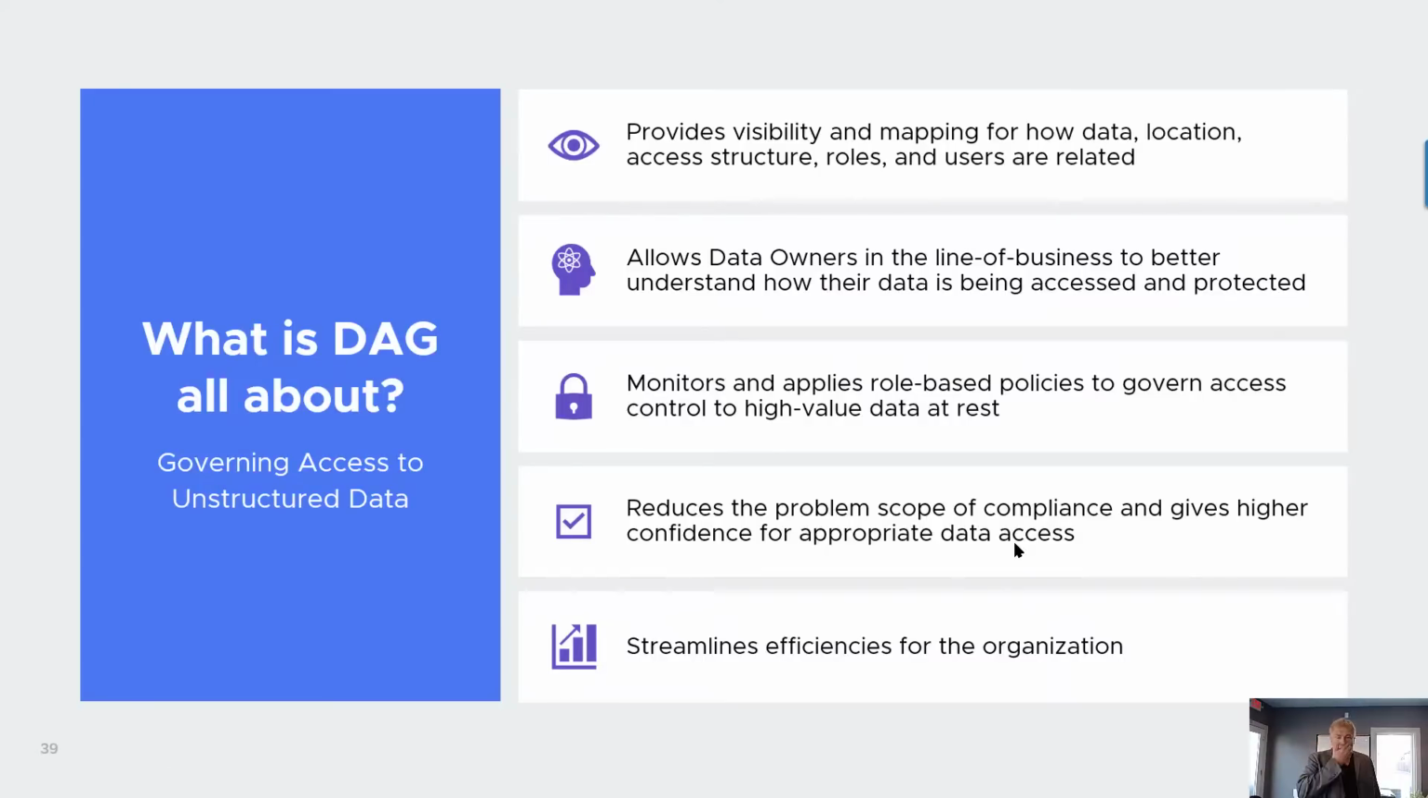The bottom line about data access governance is that it provides visibility and mapping for how data, where it's located, how people access it, and then the roles and people associated with those roles, how all those things are really related to each other. And then it allows data owners in the line of business to get a better handle on how their data is being accessed and protected. And then we have the ability to do that monitoring and application of role to govern access for this high-value data at rest. The outcome of all that is pretty simple.